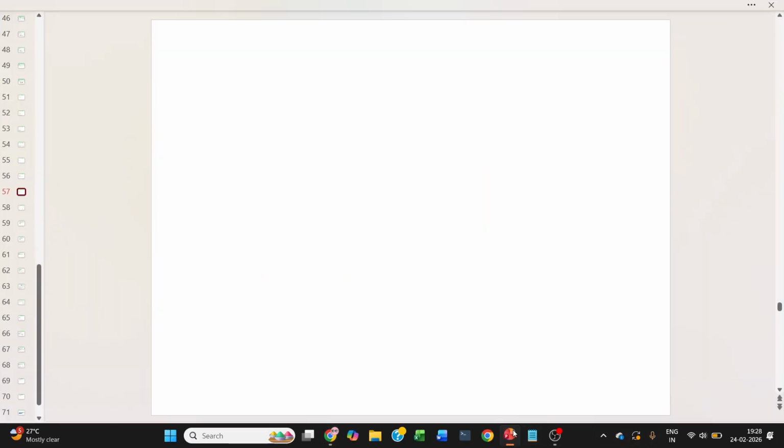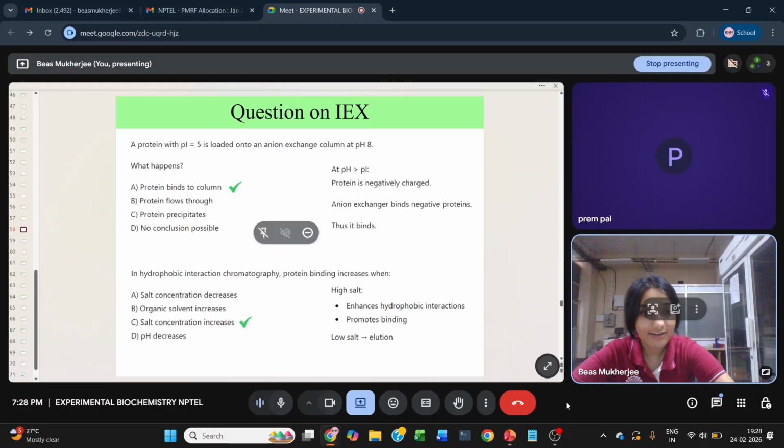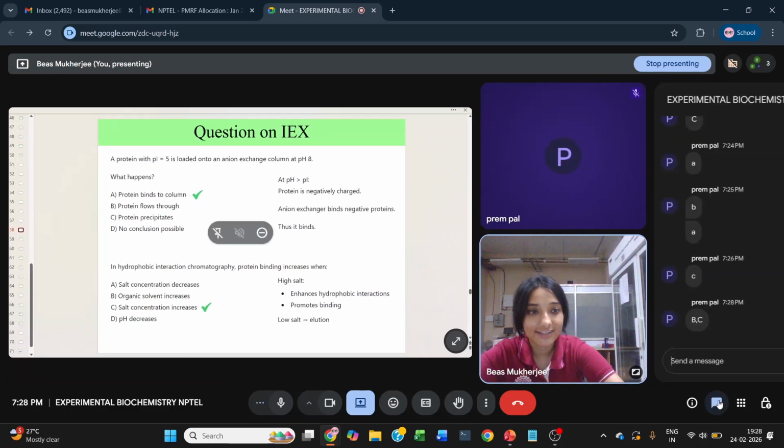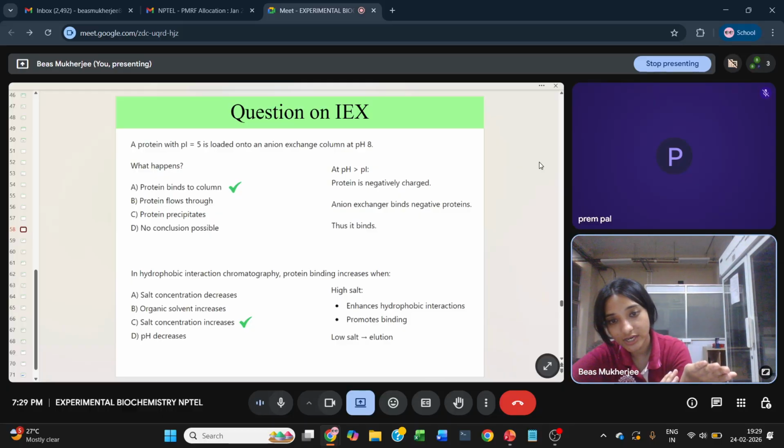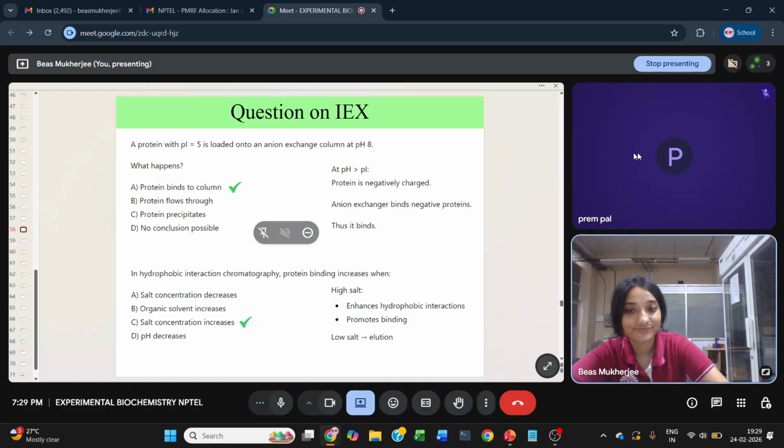Let's see. Yeah, so we have B and C as the right answers. Yes, very good. B and C are the right answers. Excellent. So at pH more than pI, the protein is negatively charged. So anion exchanger binds negative proteins, thus it binds. Now in hydrophobic interaction chromatography, the protein binding increases when there is high salt. It enhances hydrophobic interaction and promotes binding. Low salt results in elution. Very good. Excellent.